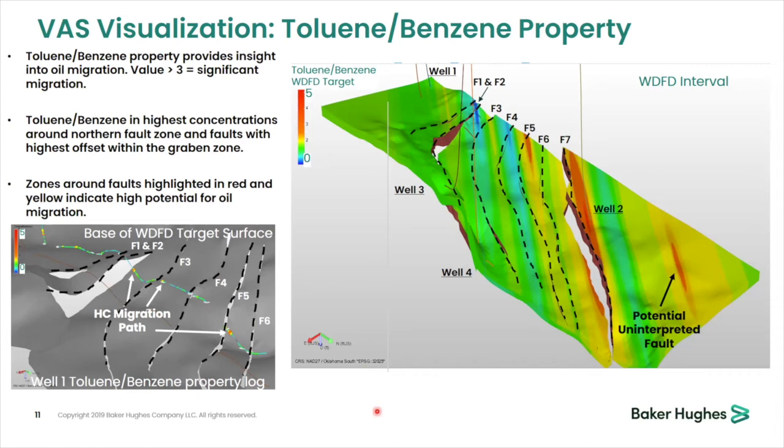We can see that the highest concentrations are around this fault 7 that has large offset, and then the zones within the graben that have the highest offset as well, so fault 5 and fault 3. When we zoom in, you can see this a bit better. This is well 1. At fault 5, we get these warmer colors coming back in, higher values of that ratio. And then around fault 3 and this large fault 2, we can see that there's migration occurring around it as well.